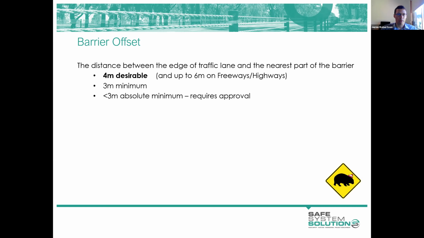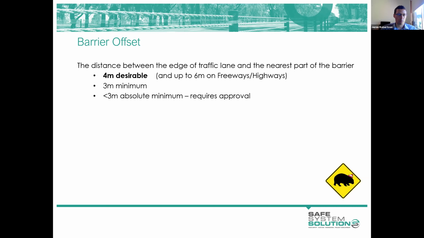Our barrier offset really should be chosen to, where possible, provide enough space for a vehicle to pull over at the roadside when it needs to do so in an emergency situation. To do that, 4 meters is desirable. 3 meters is our minimum. It provides just enough space for a vehicle to pull over clear of traffic, but not really to open a door or change a tyre and these types of things.